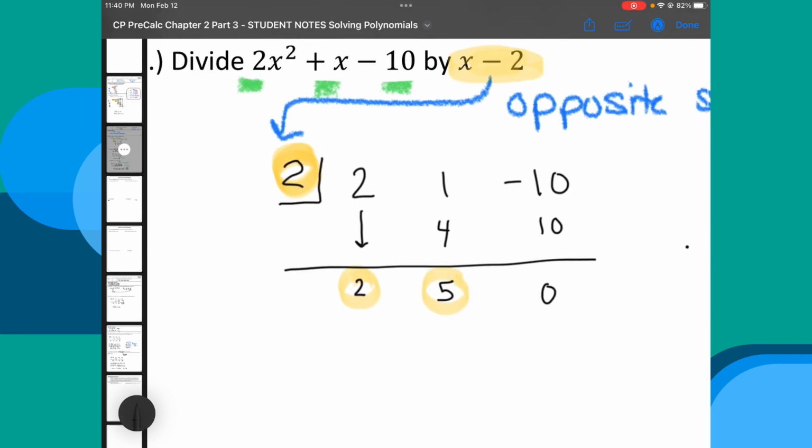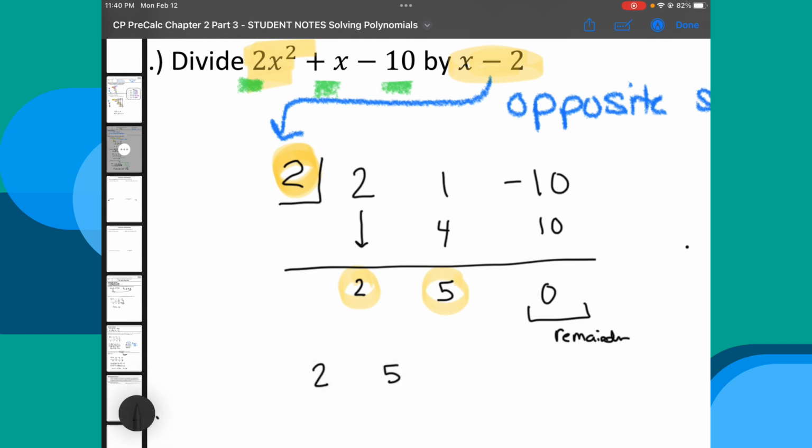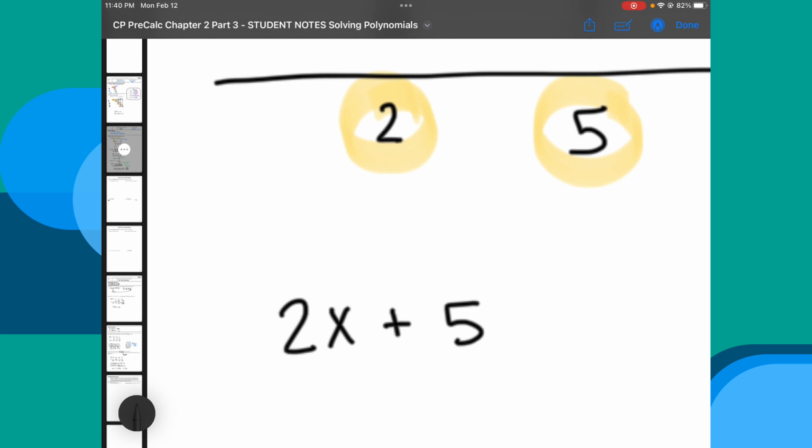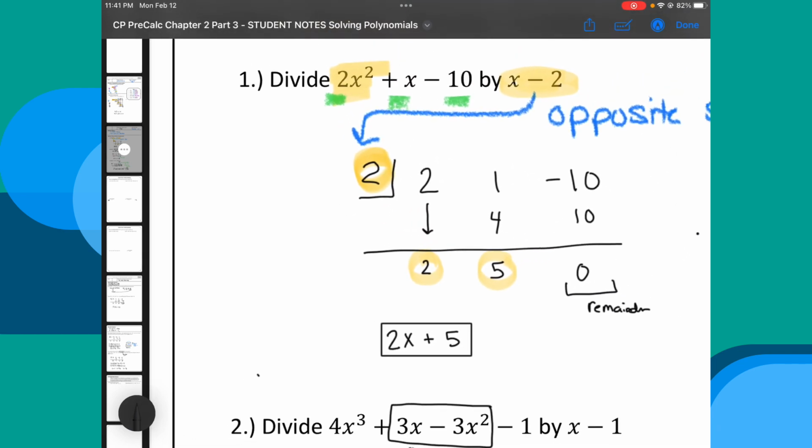So our remainder is always in the last spot. So we have a remainder here of 0. We have our coefficients of a 2 and then a 5. Since our term started out as highest degree x squared and we just divided out an x, we drop our degree by 1 and then we combine the rest of our pieces together. So the final answer would be 2x plus 5, and that divides evenly into the polynomial 2x squared plus x minus 10.